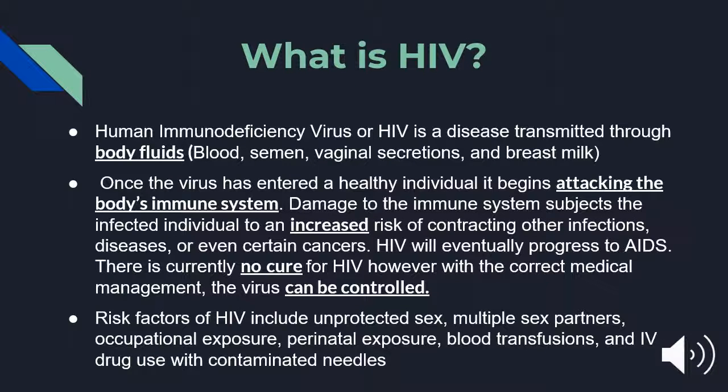HIV, or human immunodeficiency virus, is a disease transmitted through bodily fluids. That includes blood, semen, vaginal secretions, and breast milk. Once the virus has entered the healthy individual, it begins attacking the body's immune system. Damage to the immune system means an increased risk for infection and also contracting other diseases or even certain cancers. Eventually, HIV will progress to AIDS. There is no current cure for HIV, but with the correct medical management, the virus can be controlled.